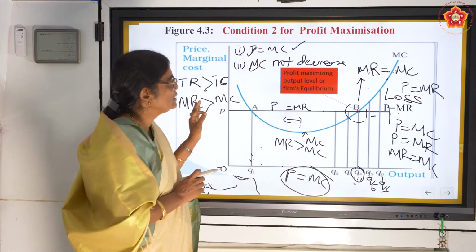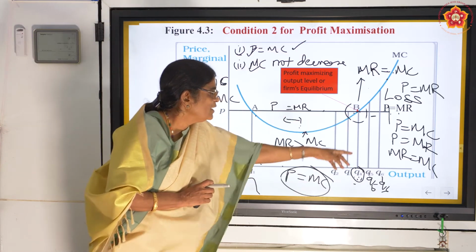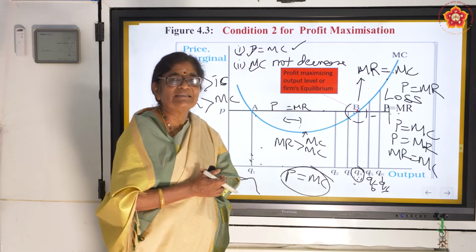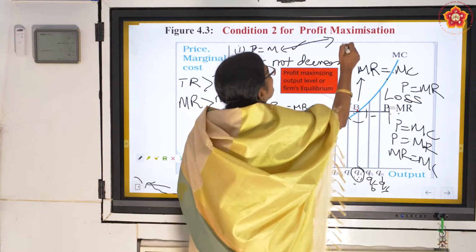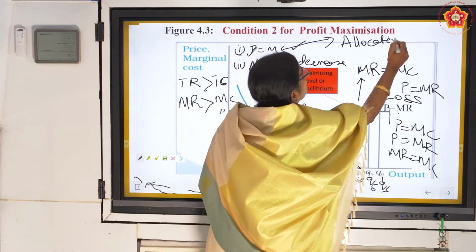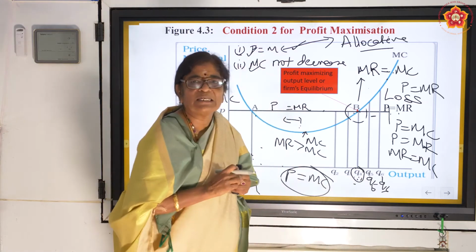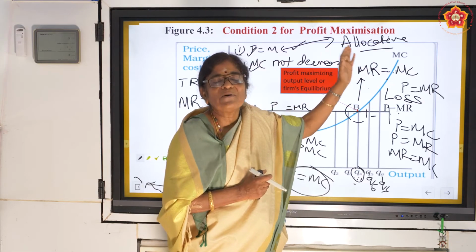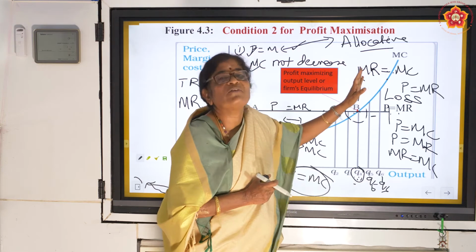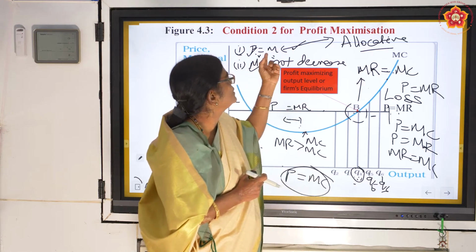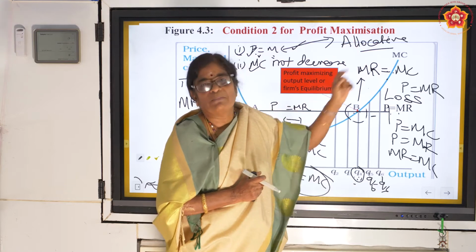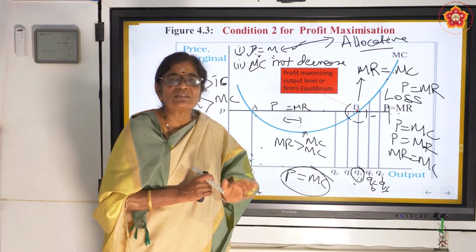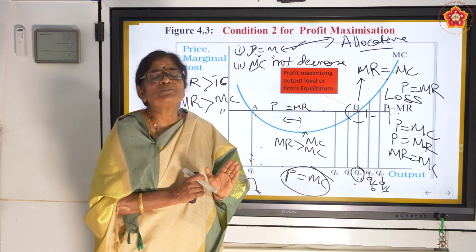I hope you understood this concept, why P must be equal to MC at the profit maximizing level of output. In later classes you will study that P equal to MC is called allocative efficiency. When you produce keeping this concept, P equal to MC, and allocate your resources in such a way, that is why economics becomes an important concept for all the firms. What is allocative efficiency? Inputs are allocated in such a way, without wasting resources or money, in order to maximize the level of output.